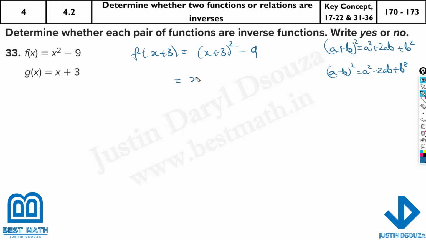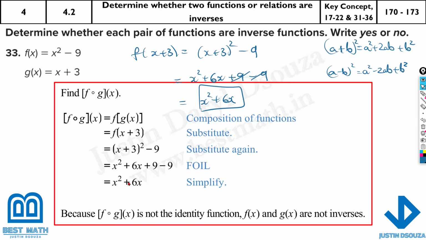Now here it'll be x squared plus 2 times 3, which is 6, multiplied with x, plus 3 squared is 9, minus 9. This cancels off, but you're remaining with x squared plus 6x. This is not inverse functions. You can stop over there. See over here, because of this, they're not inverse functions.